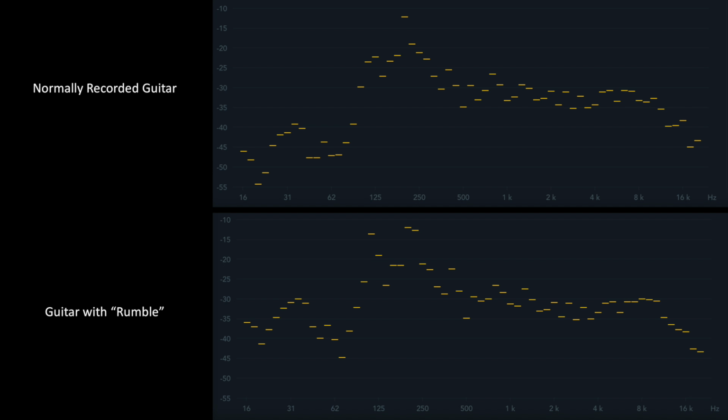So as you can see from the graphs, there is a lot more rumble in that very low bass end. So what I'm going to do is put a low cut on the track, and let's have a listen to how that sounds, and then we'll compare the graphs after.